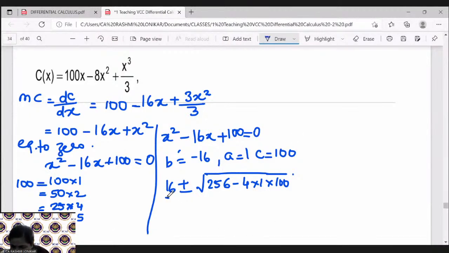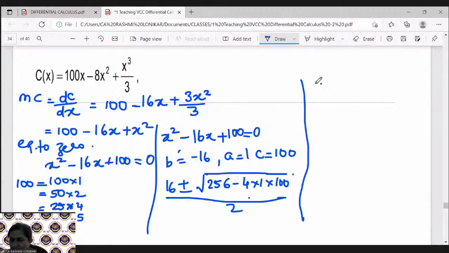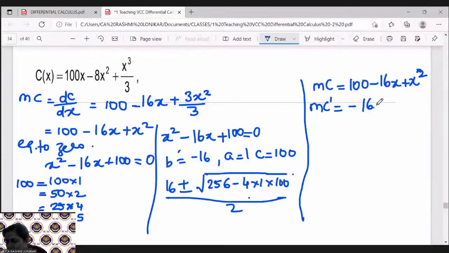So I can use this and then I can find the roots. Now what happens here is that I have this marginal costing as 100 minus 16x plus x square. To find the same marginal costing, I find another derivative of this. So this is equal to minus 16 plus 2x.